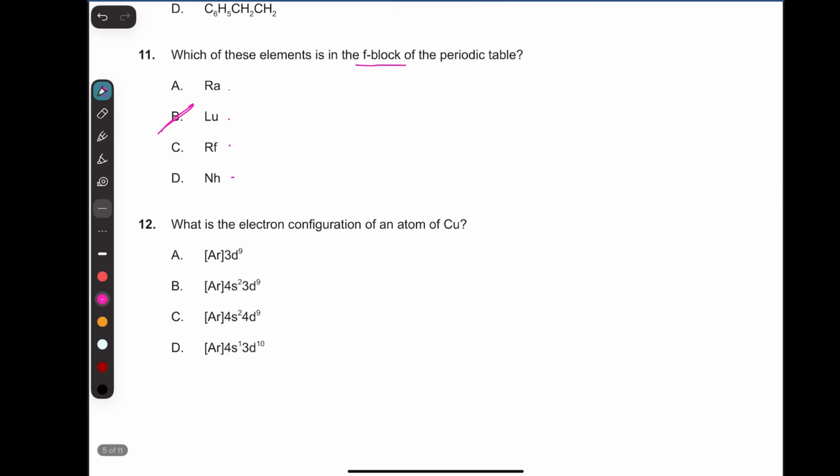Next, what is the electronic configuration of copper? Copper has 29 electrons. So the original electronic configuration should be [Ar] 4s2 3d9. This should be the electronic configuration, but it's an exception. Copper is an exception. That's why it would be [Ar] 4s1 3d10, which is option D. This is the actual, and this is the one which is expected.